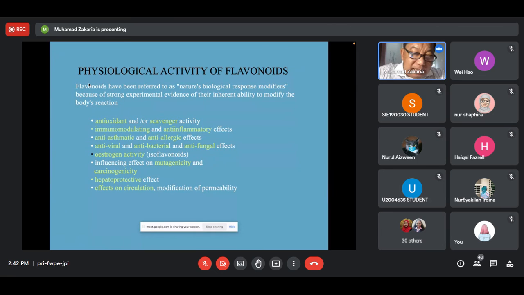The effect on mutagenicity and carcinogenicity. So flavonoids can reduce potential cancer. Hepatoprotective effect, and it helps to protect the liver from damage. Effect on circulation, modification of permeability of blood circulation. It improves the vascular structure of the vessels. So can you see the various activities?